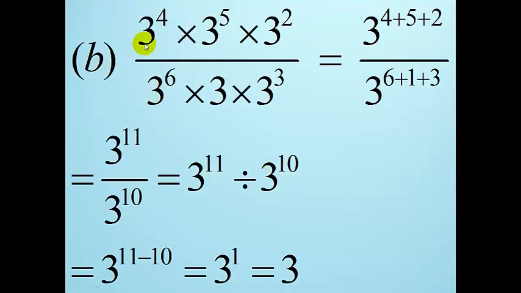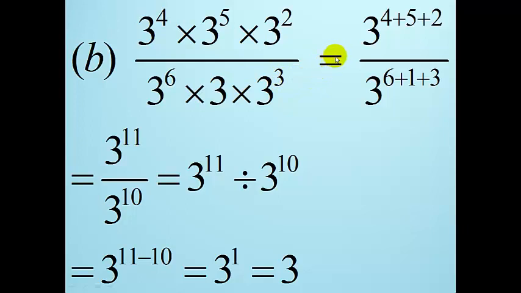Now B, 3 raised to the power 4 times 3 raised to the power 5 times 3 raised to the power 2, all divided by 3 raised to the power 6 times 3 raised to the power 3. Don't forget that the number 3 is the same as 3 raised to the power 1, because 3 raised to the power 1 is the same as 3. This means that 3 is the same as 3 raised to the power 1. So 3 raised to the power 4 times 3 raised to the power 5 times 3 raised to the power 2, all divided by 3 raised to the power 6 times 3 raised to the power 3 is equal to.